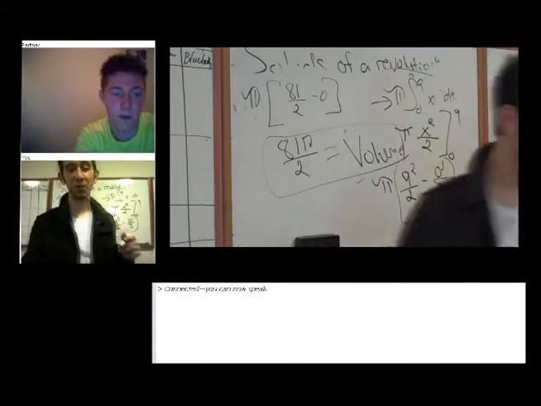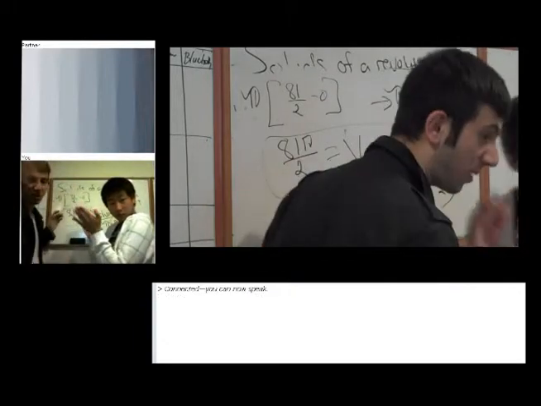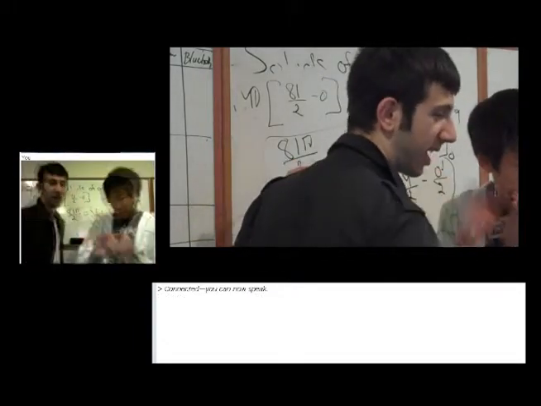And that's your final answer to the problem, because what we were looking for in the beginning was the volume of revolution. This is the volume as the graph revolves around the x-axis.